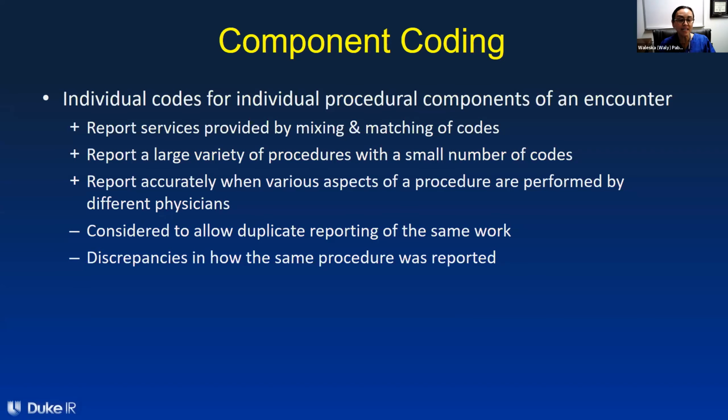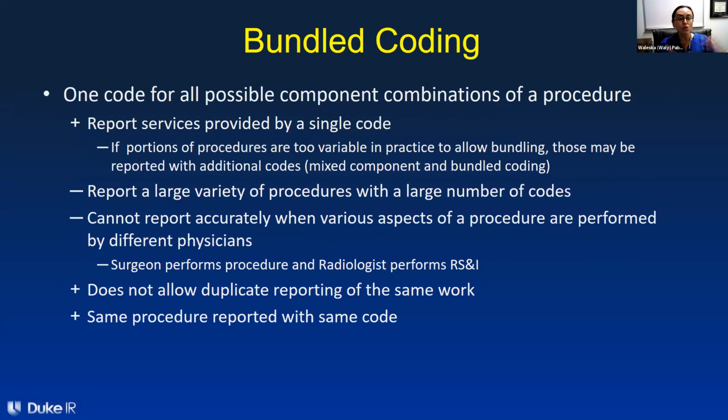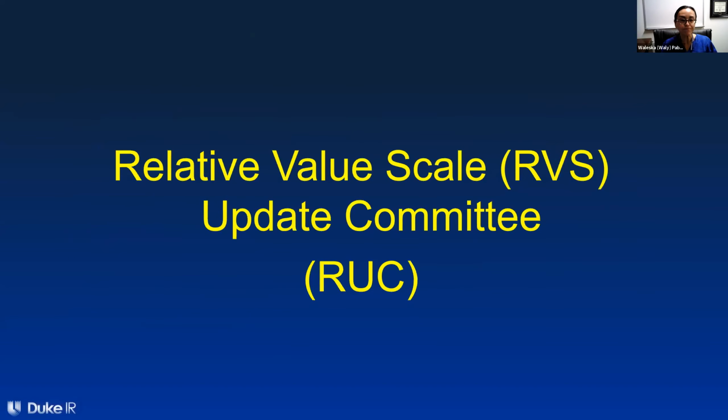But with bundling, multiple codes are grouped together into one code, or procedure components that are performed frequently together are bundled into a single code. So a procedure is reported with a single code or fewer codes than before with component coding. And there are pluses and minuses to both component coding and bundled coding.